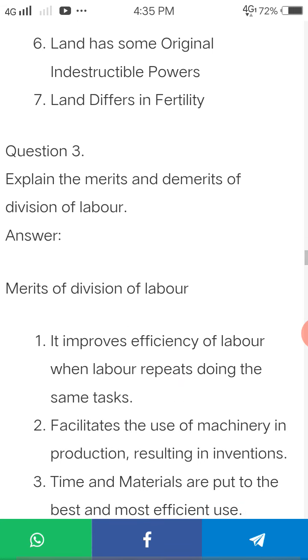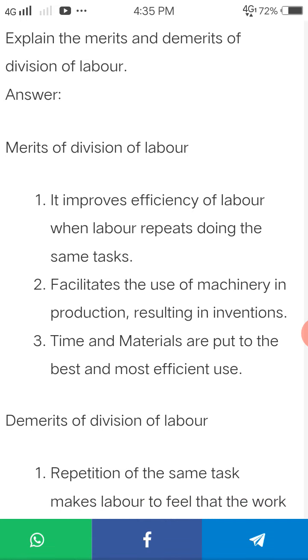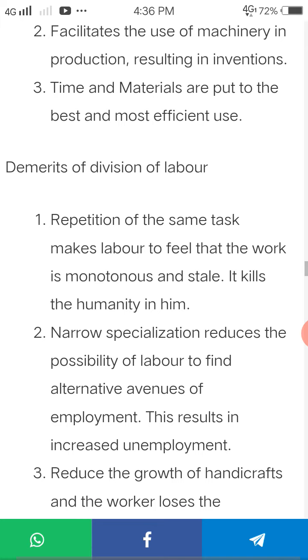Question number 3, explain the merits and demerits of division of labor. Merits of division of labor. First point, it improves efficiency of labor when labor repeats doing the same task. Second point, facilitates the use of machinery in production, resulting in inventions. Third point, time and materials are put to the best and most efficient use. Demerits of division of labor.